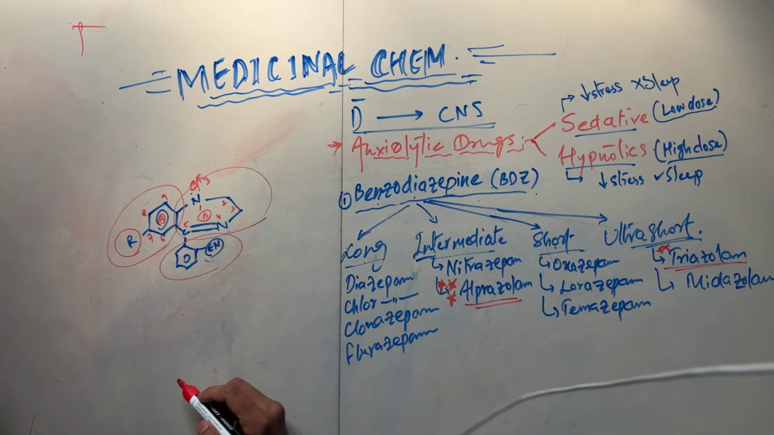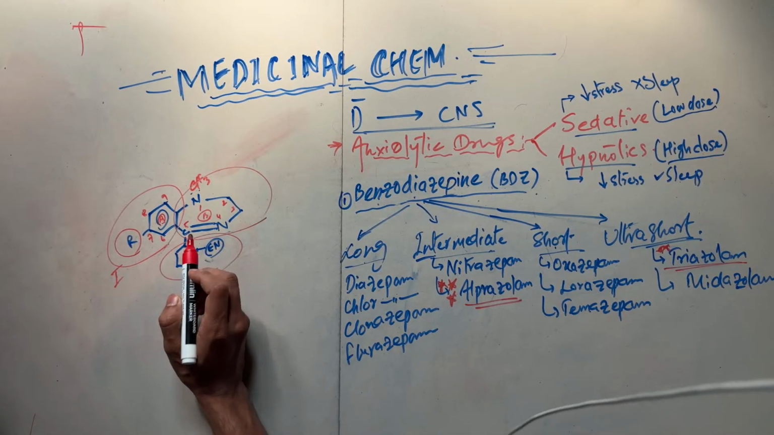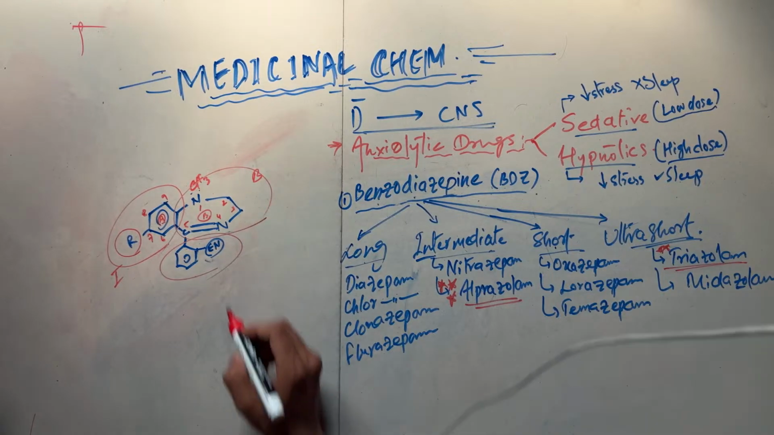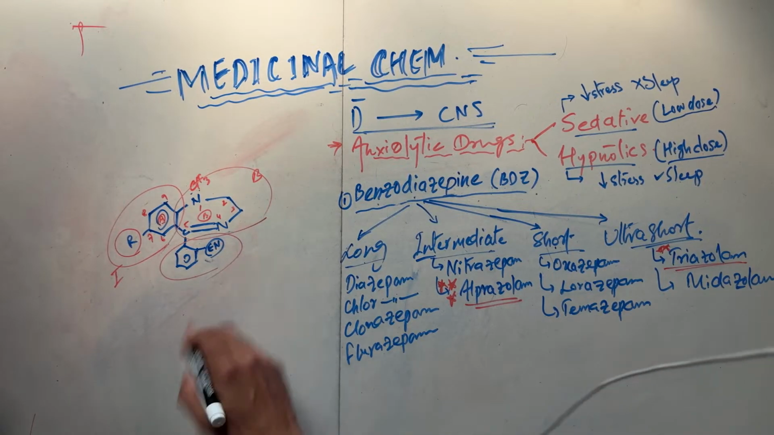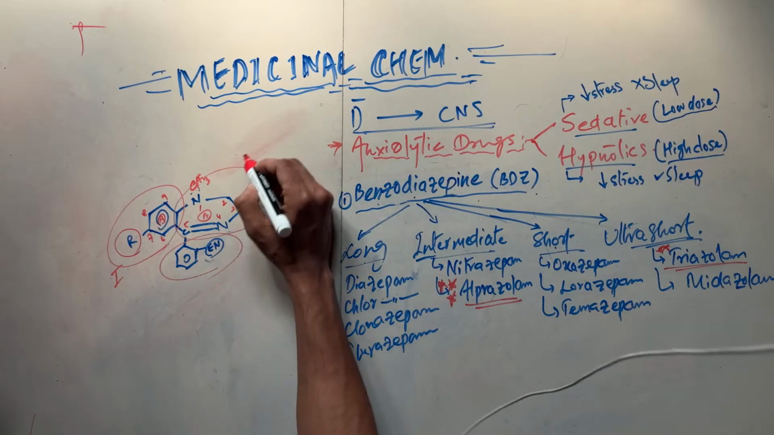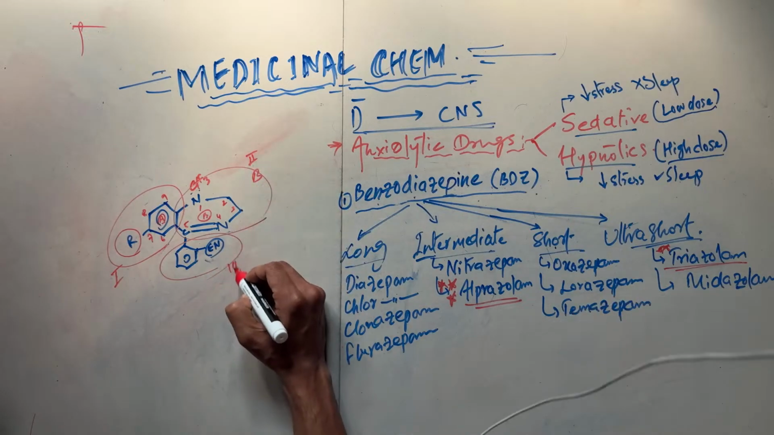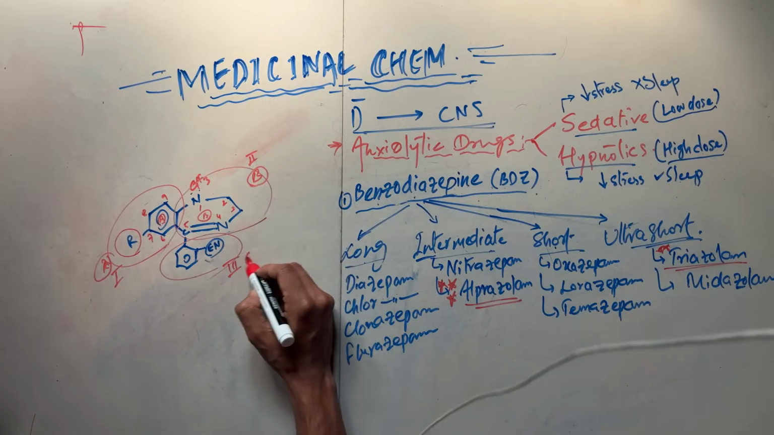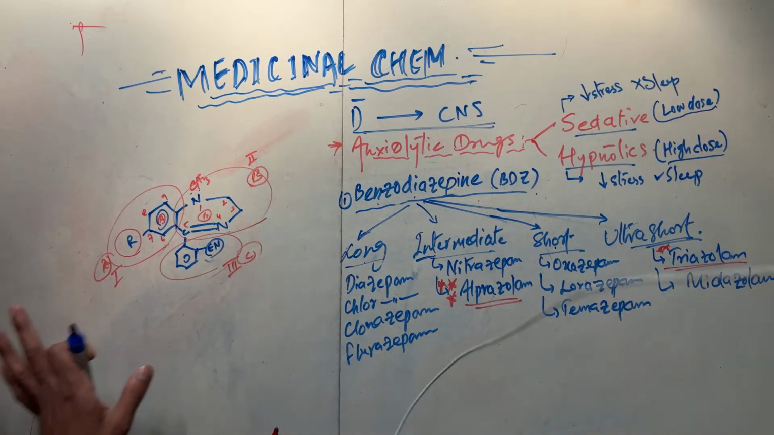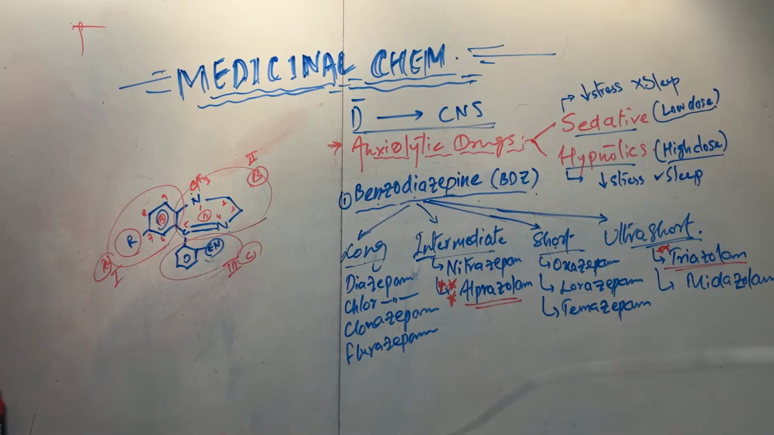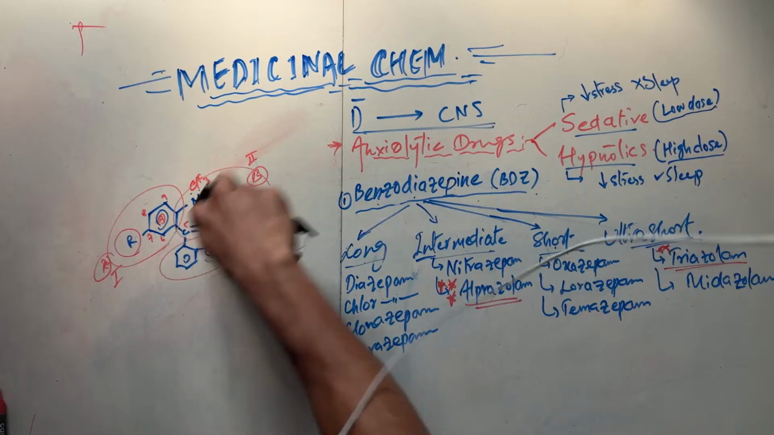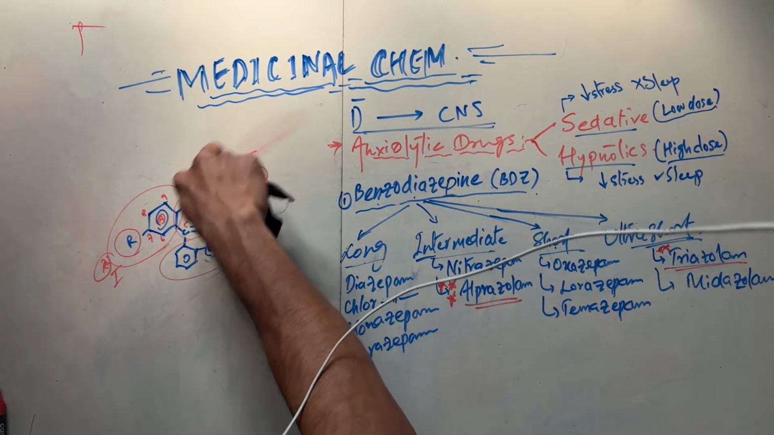In fragment 1 or ring A, modification is possible. In fragment 2, ring B, modification is possible. In fragment 3 or ring C, modifications are also possible. Okay, 1, 2, 3: ring A, ring B, and ring C. In that, what modifications are possible? I will tell you very simply. Just see.